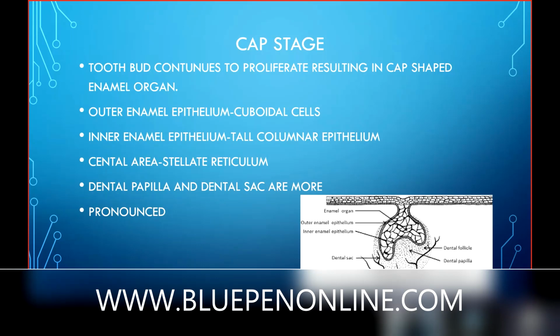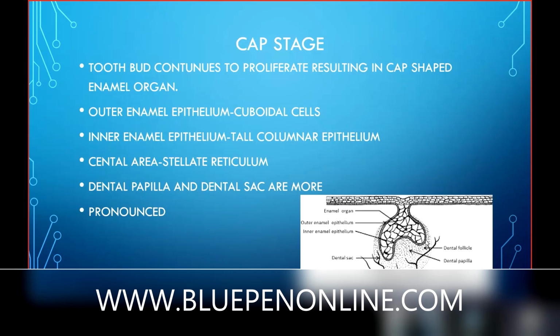Here, due to invagination, we have something called outer enamel epithelium and inner enamel epithelium. See here, the arrow mark. Inner enamel epithelium is inside the enamel organ. Outer enamel epithelium is outside the enamel organ.